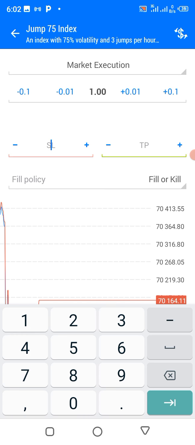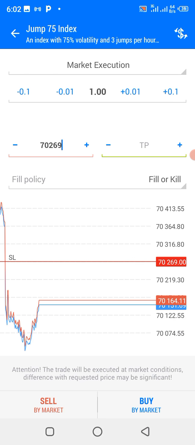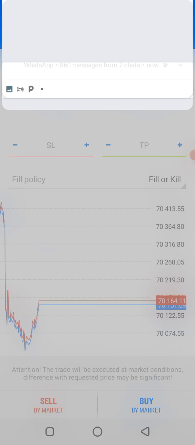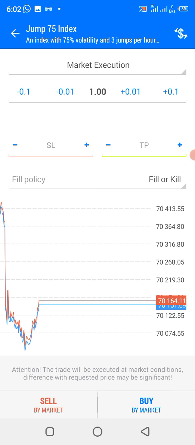I'm going to use 70.269. Remember, I'm not putting TP because the indicator will tell me when to close. Okay, let's manage. It's just a network issue. Let's manage this position. Let's make use of this position.